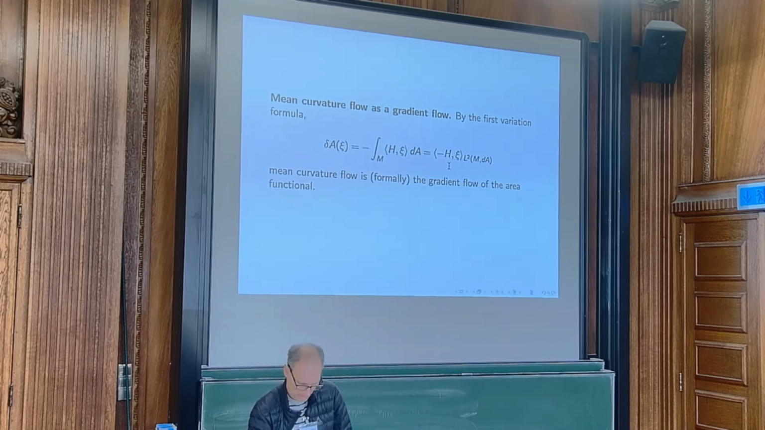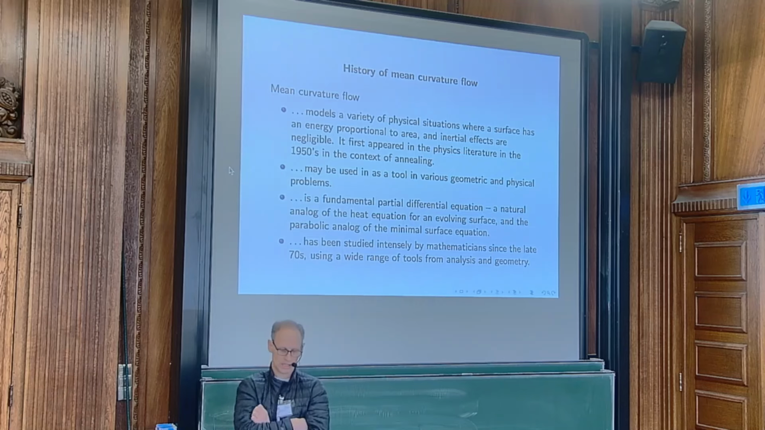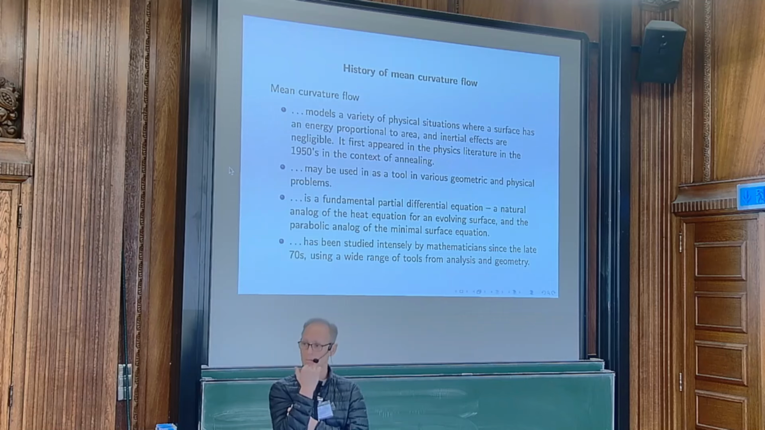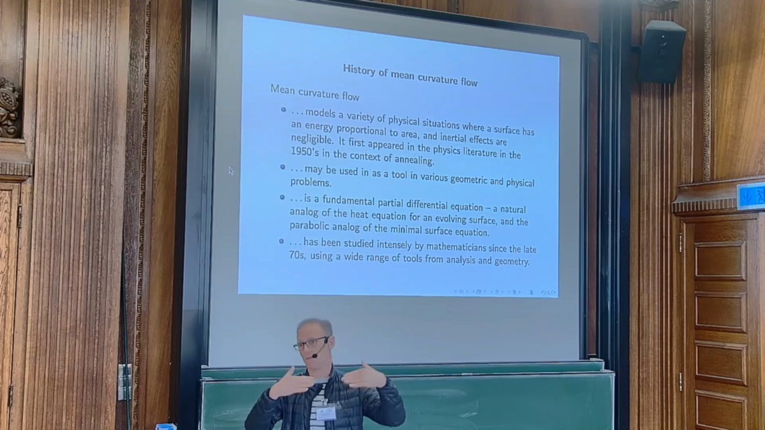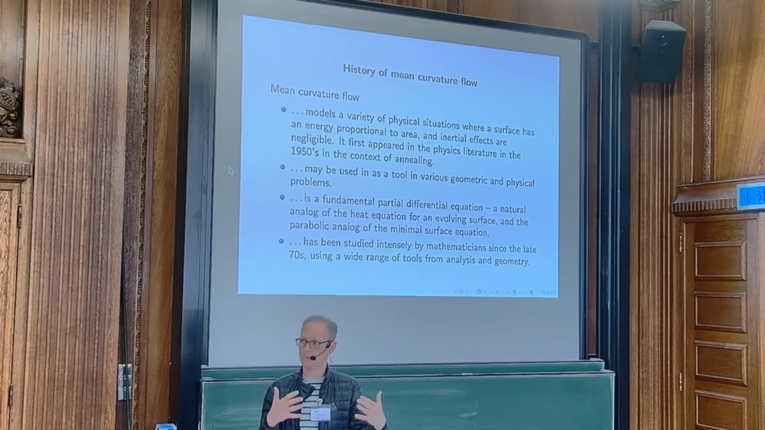All right, a little history or context. Mean curvature flow can be thought of as a mathematical model for many physical situations. If you're in a physical context where you have a surface, maybe an interface or a membrane or something like that, and the energy is proportional to the surface area, and the mass or inertial effects are negligible, then the evolution will be given by mean curvature flow.